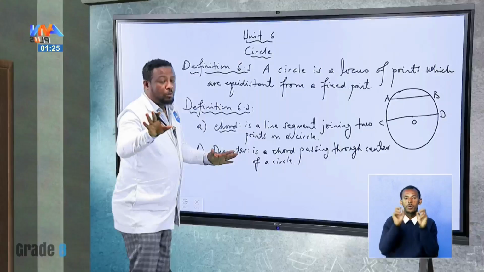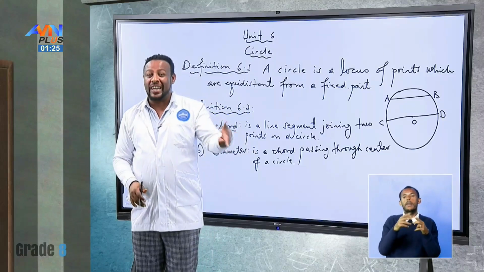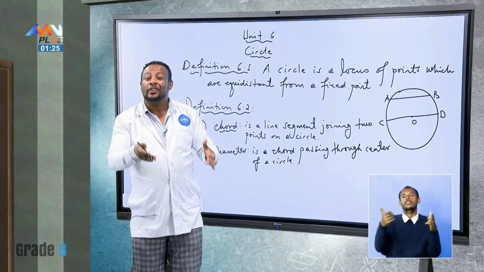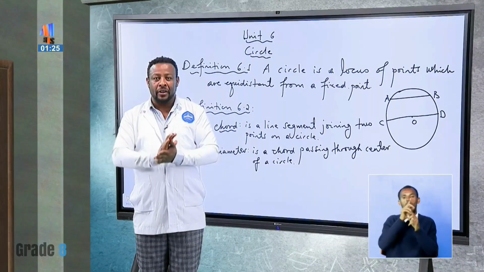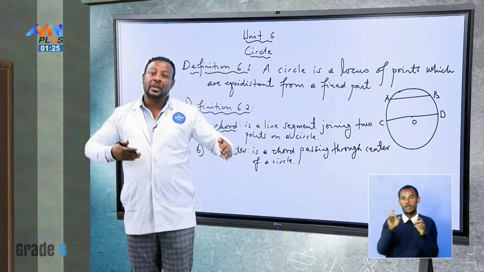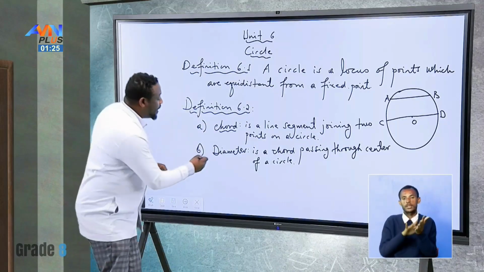You may be asked to name the largest chord in a circle. If you are asked, your answer should be diameter. Both of them are a chord. Their difference is that a diameter is a chord passing through the center. So this is the second terminology.